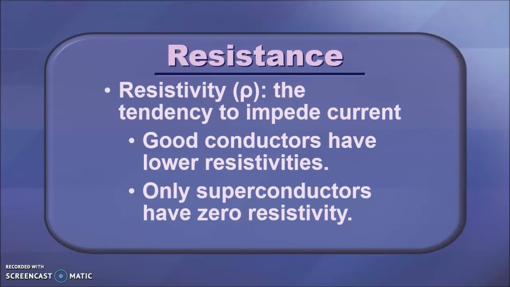Now resistivity, represented by the Greek letter rho, R-H-O, so it's not the letter P, is the tendency to impede current. Good conductors tend to have lower resistivities, especially compared to poor conductors. Only superconductors, certain materials at low temperatures, which are less than 138 Kelvin, have zero resistivity.